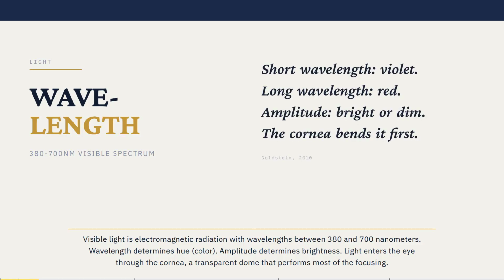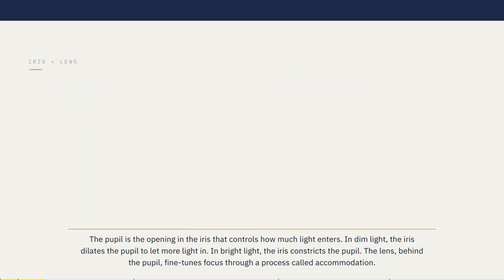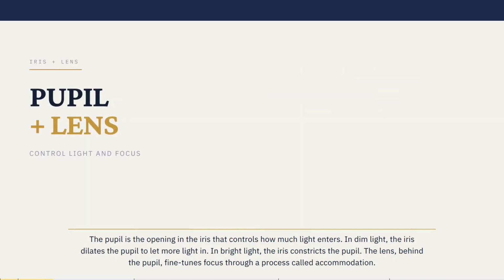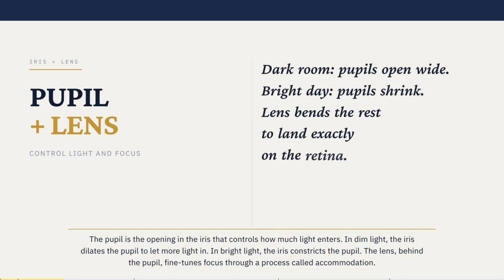Light enters the eye through the cornea, a transparent dome that performs most of the focusing. The pupil is the opening in the iris that controls how much light enters. In dim light, the iris dilates the pupil to let more light in. In bright light, the iris constricts the pupil. The lens, behind the pupil, fine-tunes focus through a process called accommodation.